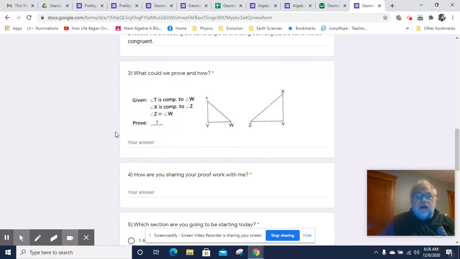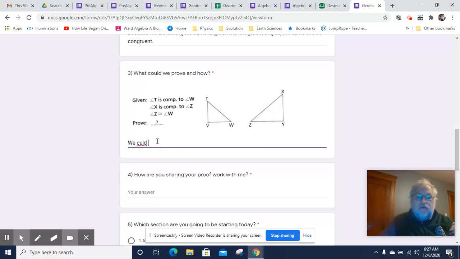The third one: what could we prove and how? So we know that T is complementary to W. That means they add up to 90 degrees. We know that X is complementary to Z. That means they add up to 90 degrees. We also know that Z and W are congruent. So what can we prove? There's a few things we can prove. One thing we can prove is that V and Y are right angles.